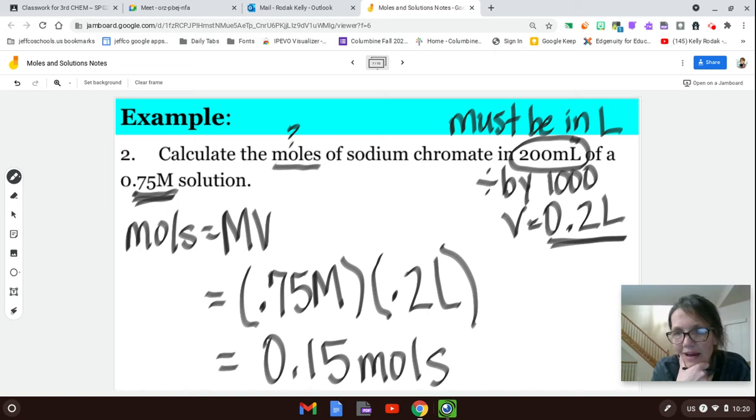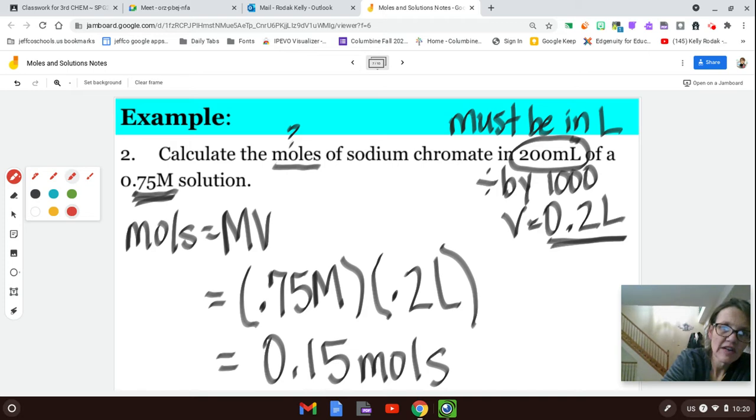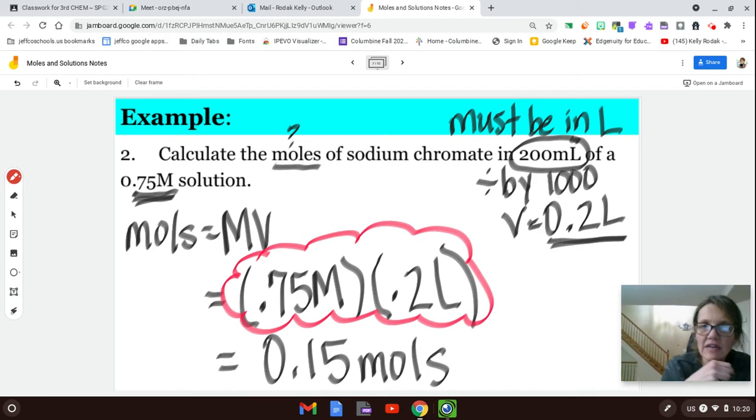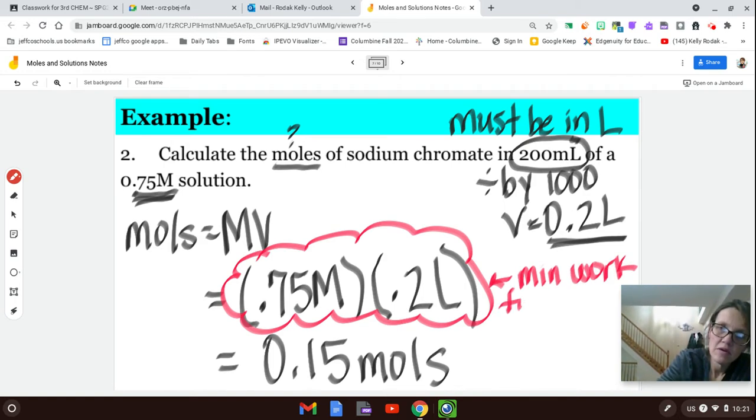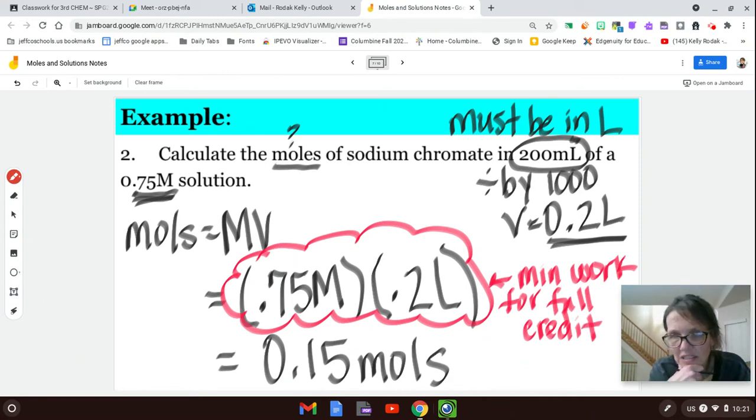Same thing we talked about for the ideal gas law. There is a minimum amount of work that you need to show. Just to clarify, the minimum amount of work that I want to see is that you just write out the numbers and then, of course, the answer. Okay, so that's the minimum work for full credit. That's all you absolutely have to show, is just the numbers plugged into the equation. Sometimes we like to write down more stuff, but you don't have to if you can get away with it.